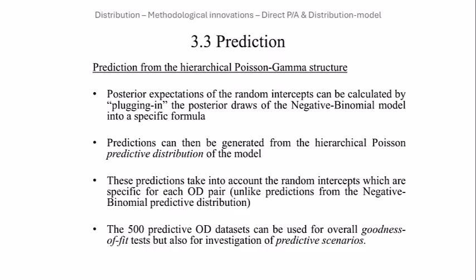Finally, predictions are generated from the hierarchical structure of the negative binomial model. By plugging posterior draws into the predictive distribution, we can simulate OD matrices that reflect both the explanatory variables and the random effects specific to each OD pair. This makes it possible to test different scenarios, such as increases in incoming trips to a city or changes in internal trips within provinces. These predictive scenarios are invaluable for policymaking, as they capture both central tendencies and extreme outcomes.